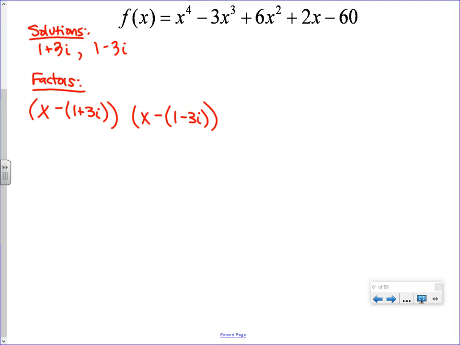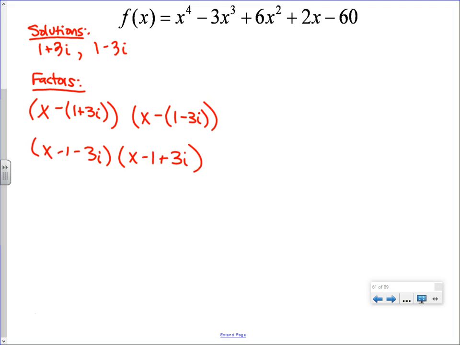How does that help? Couldn't we multiply and see what that is and then take it away from the rest? And when we multiply imaginary numbers, sometimes they become real. Okay, x minus 1, minus 3i.